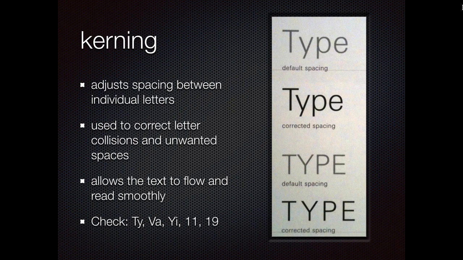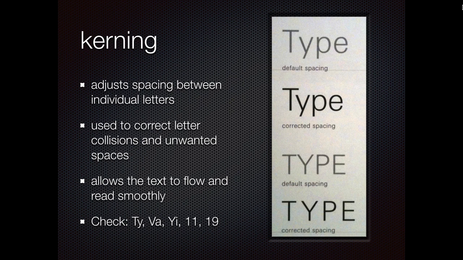Kerning adjusts the spacing between individual letters, right? And so we have some examples here, right? The default spacing of type, the corrected spacing. Notice the Y sticks underneath the T. And again, this kind of corresponds to if I were writing the word type, I would naturally write it like that. I wouldn't write it with that space. This would naturally go underneath the T. Does that make sense? Okay.